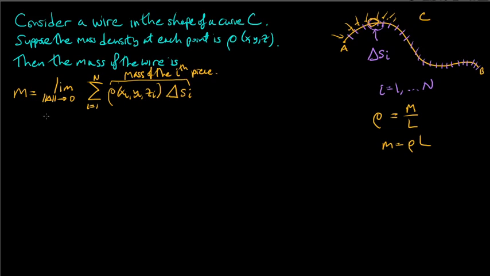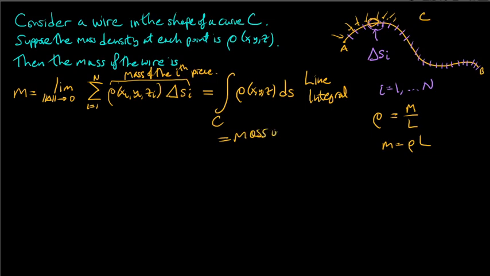as the norm of the partitions goes to 0, effectively as n goes to infinity. So you divide this up into more and more pieces until there are infinitely many of them. And when you do that, you get something called the line integral over the curve C of the density function times ds. That's what happens when delta s goes to 0, you get ds. So this is an example of a line or contour integral. And now we instantly know what it represents. It represents the mass of the wire. Okay, so that's the interpretation.